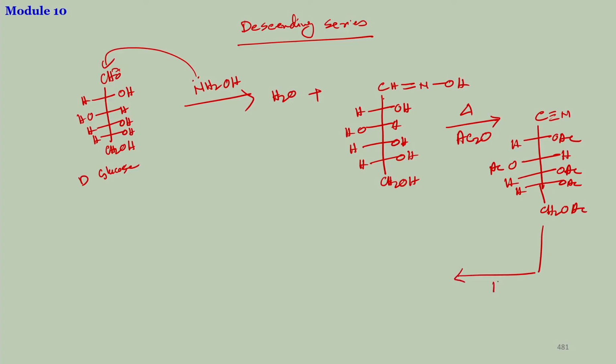Now, hydrolysis, ester hydrolysis basically, to deprotect all this, that will create CHOH and all the rest of it.